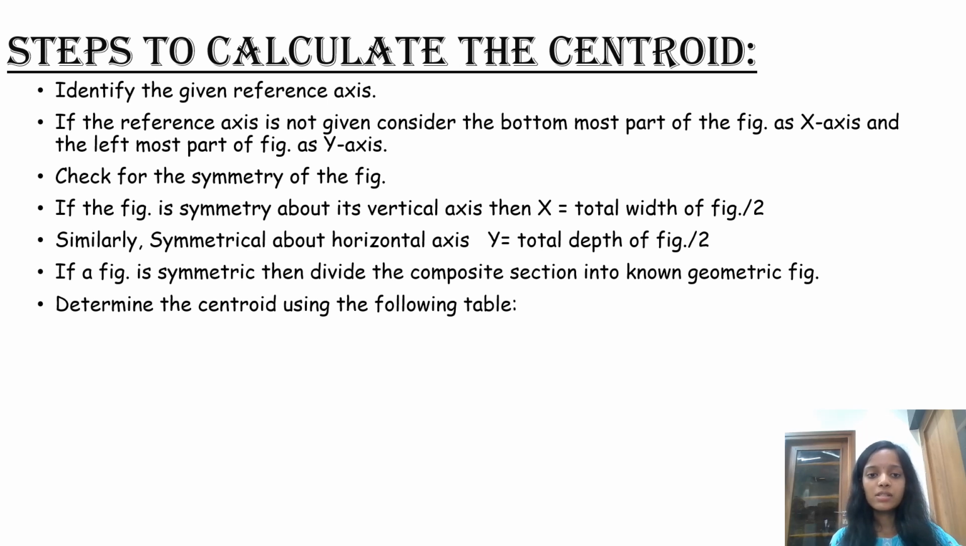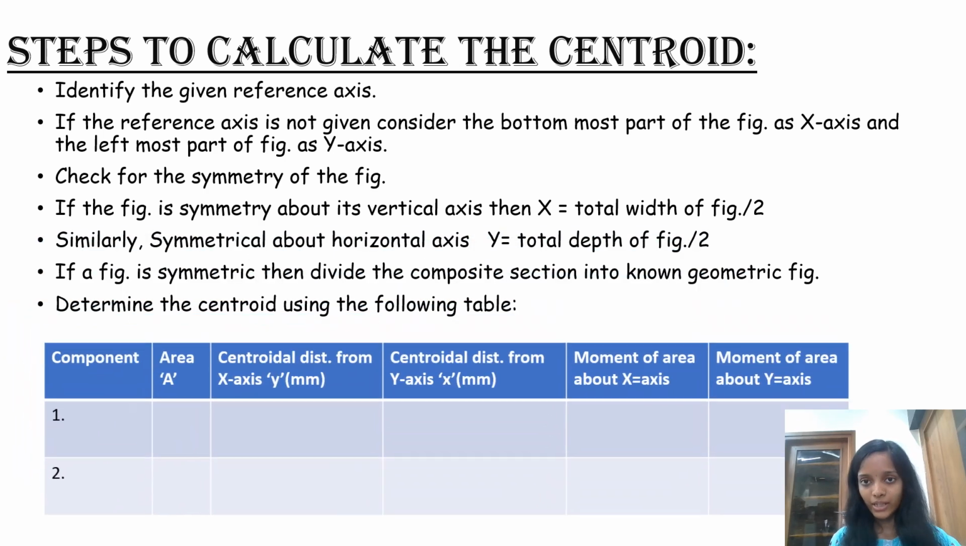If the figure is symmetrical about its vertical axis, then x bar is equal to total width of figure by 2. And similarly, if the figure is symmetrical along horizontal axis, y bar is equal to total depth of the figure by 2. If the figure is not symmetrical, then divide the composite section into known geometrical figures like square, semicircles, triangles, rectangle, etc. And then determine the centroid using the following table.